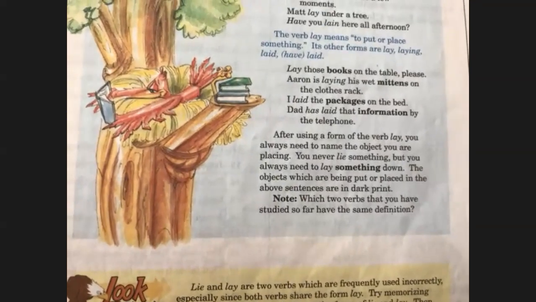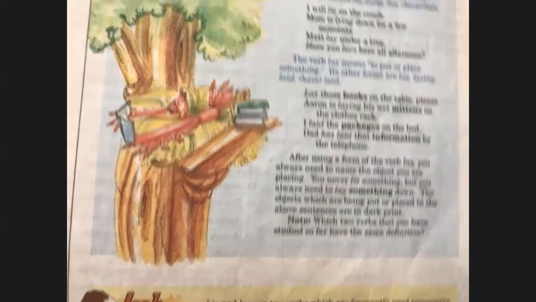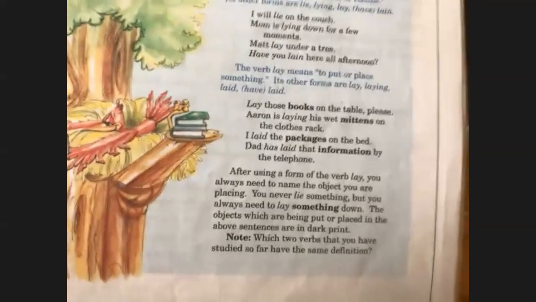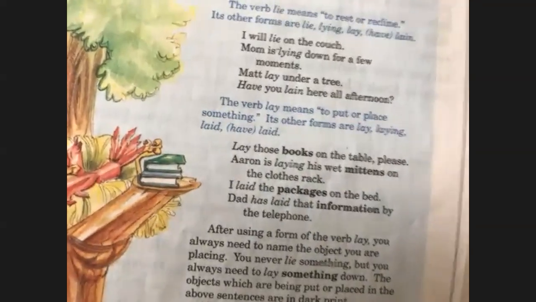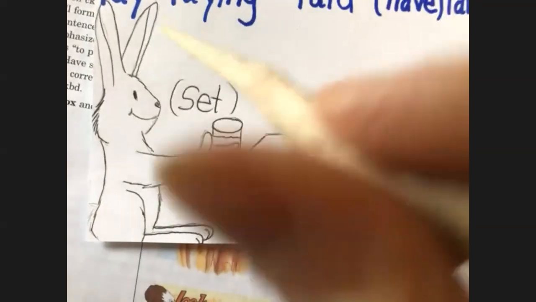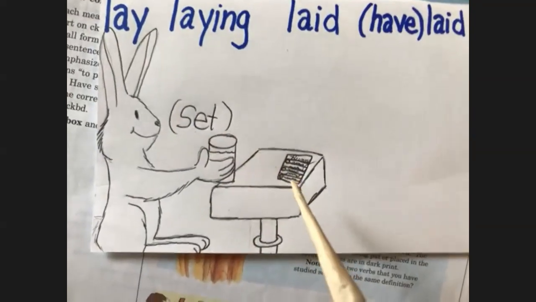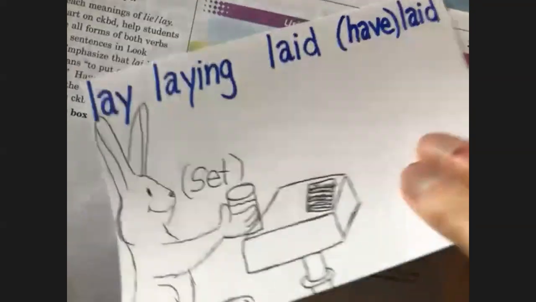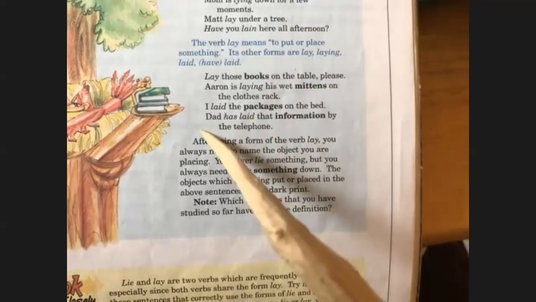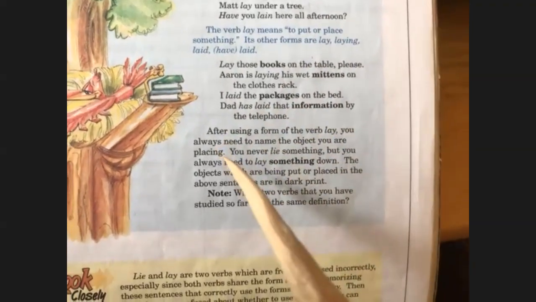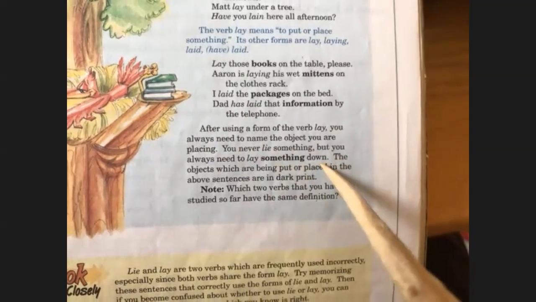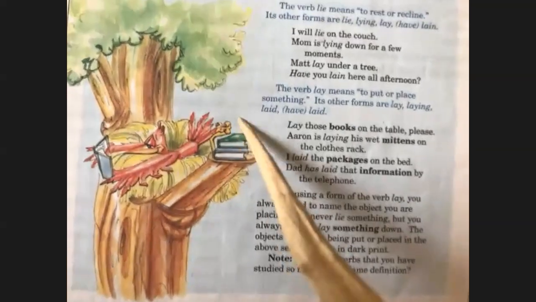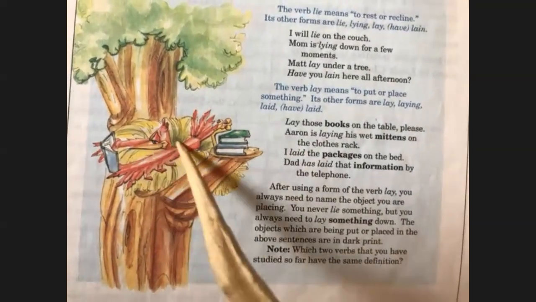Remember that? Our rabbit friend had a cup. See if I can find it. Whoops. Had a cup or homework. So here's the object. He laid the homework down, right? Where he sets a cup down or lays it down. So packages, laid the information, okay? So there's a something with the lay. Lay a book, but you lie down.